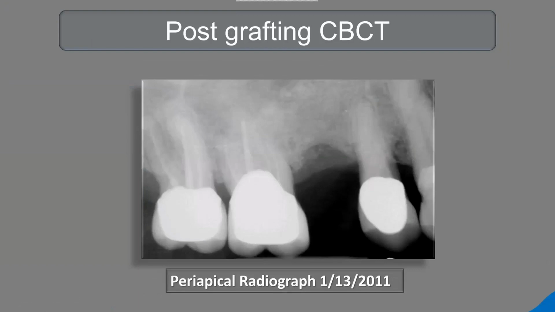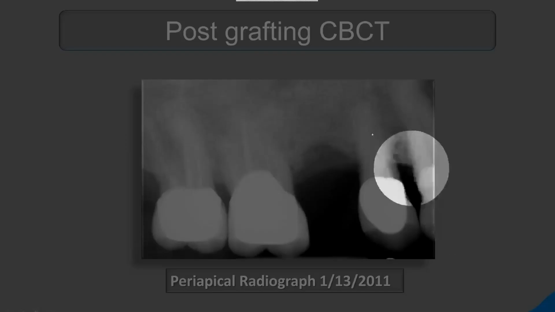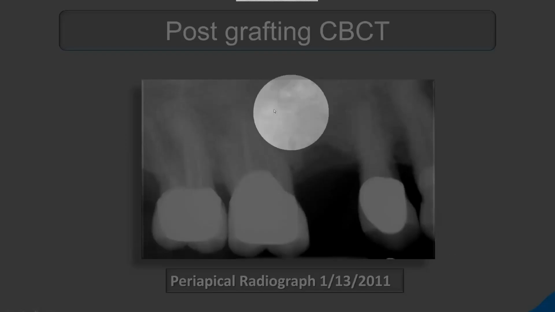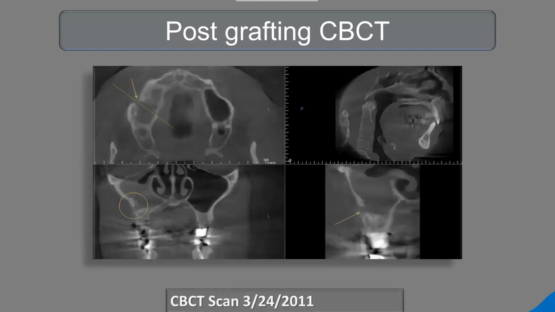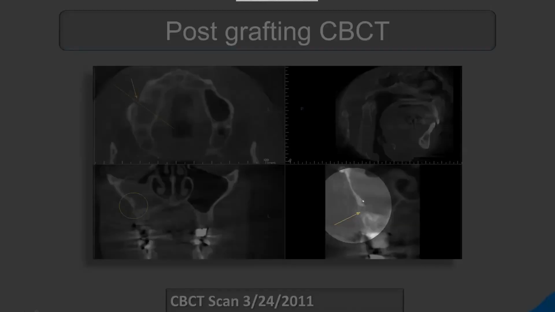This is an example. This is post-grafting. And so this is the 2D image, and they wanted to see if the bone had integrated. And based off of the 2D, it looks pretty good. Luckily, they went ahead and they took a cone beam CT before trying to place the implant, because what's really going on here? Well, we see that we have a large fibrous defect.